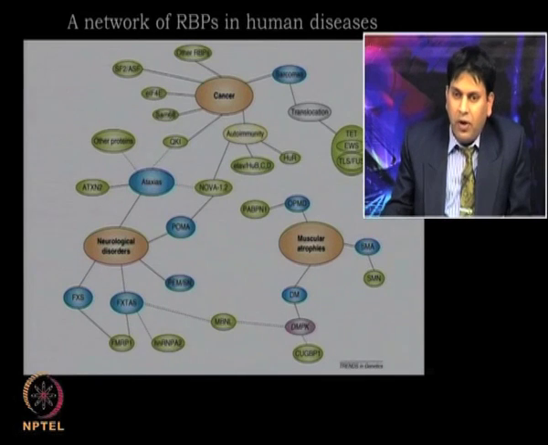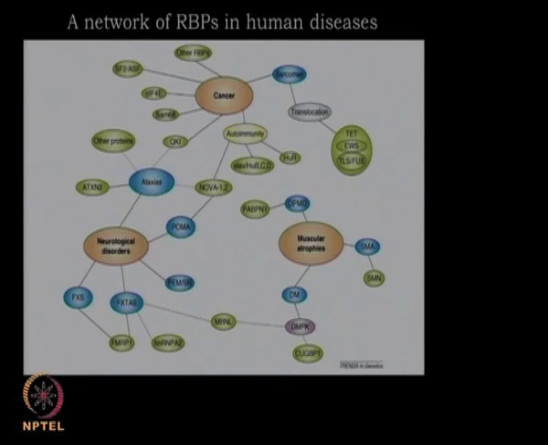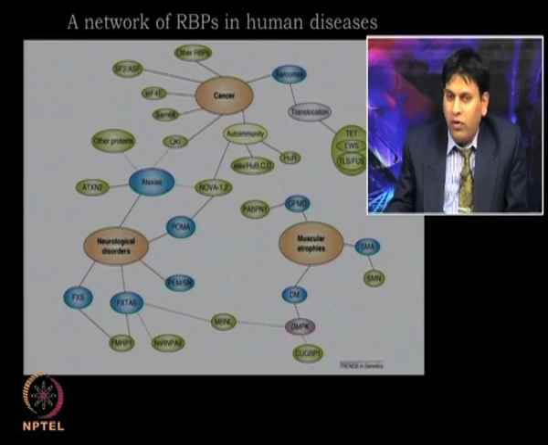Now, another aspect of understanding regulation at the post-transcription level is that a number of RNA binding proteins are involved in human diseases, major classes of human diseases such as cancer, muscular atrophies, and neurological disorders. In this network diagram shown here, the major classes of diseases are shown in orange, while the subtypes of diseases which can be subclassified are shown in blue, and the specific RNA binding proteins which have been documented or implicated in these disorders are shown in green.